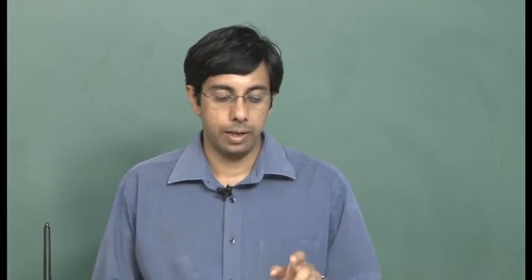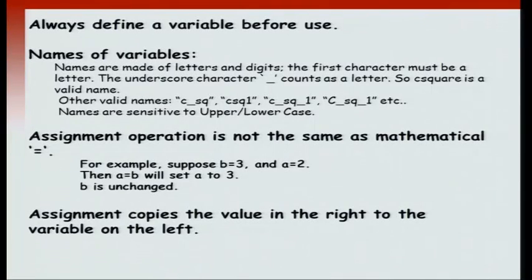For example, let's say that you have the statements B equal to 3 semicolon, and then later you have A equal to 2 semicolon, and further you have the statement A equal to B semicolon. So the statement A equal to B will set A to B's value. B's value is 3, and that value will be copied to A. So it will set A to 3 and B will be unchanged. Okay. So watch out for this.